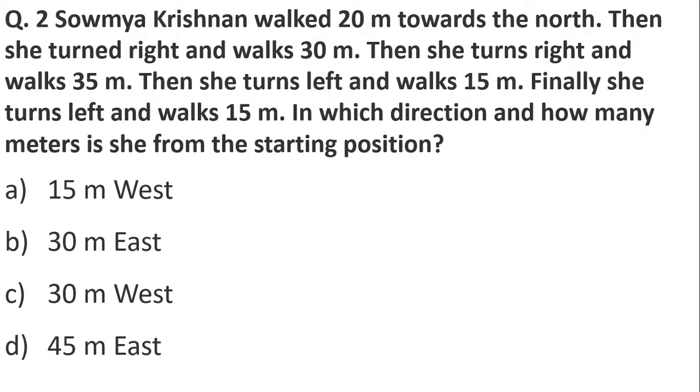Next question is, Soumya Krishnan walked 20 kilometers towards the north. Then she turned right and walks 30 meters. Then she turns right and walks 35. Then turns left and walks 15. Finally, in which direction and how many meters is she from the starting point?